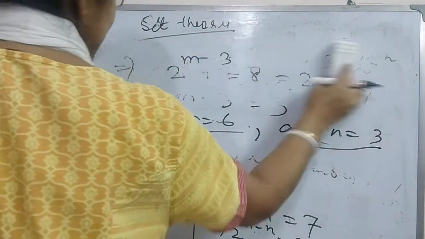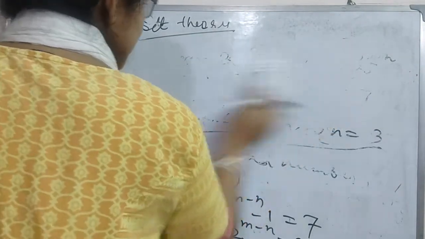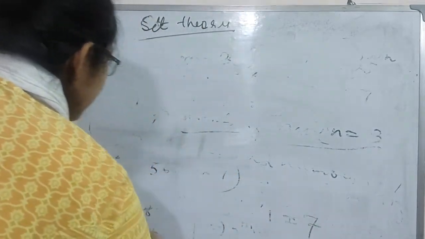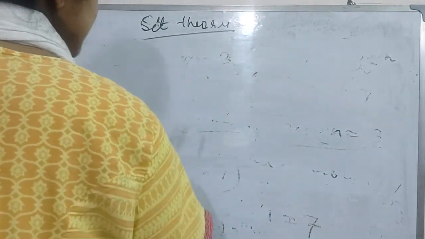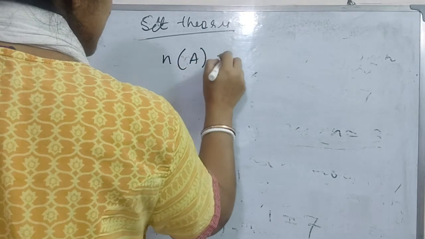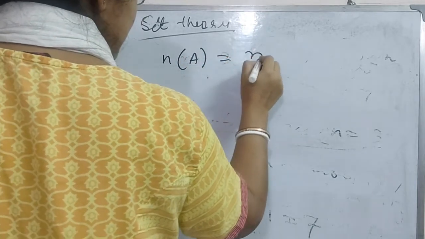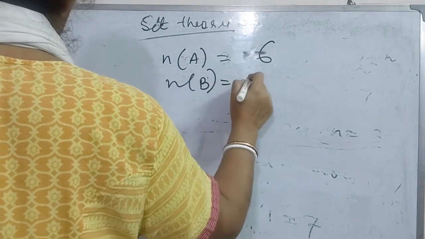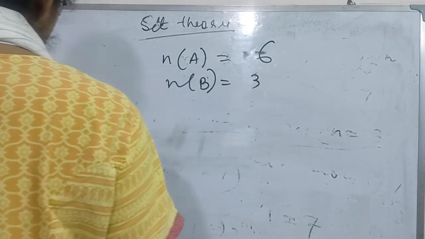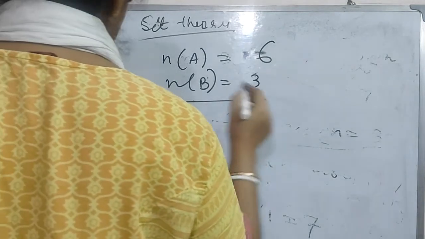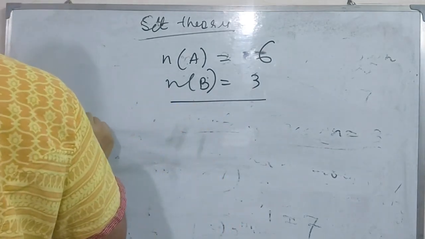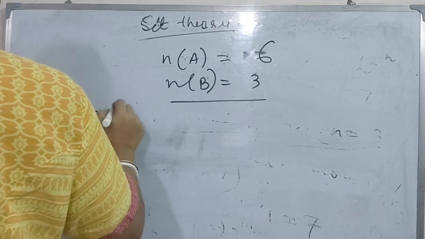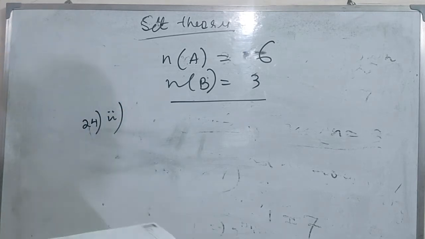That means I can write the number of elements of A, that is n(A), is equal to m, that means 6, and the number of elements of B equal to n equal to 3. Okay, that was sum number 24 (1).